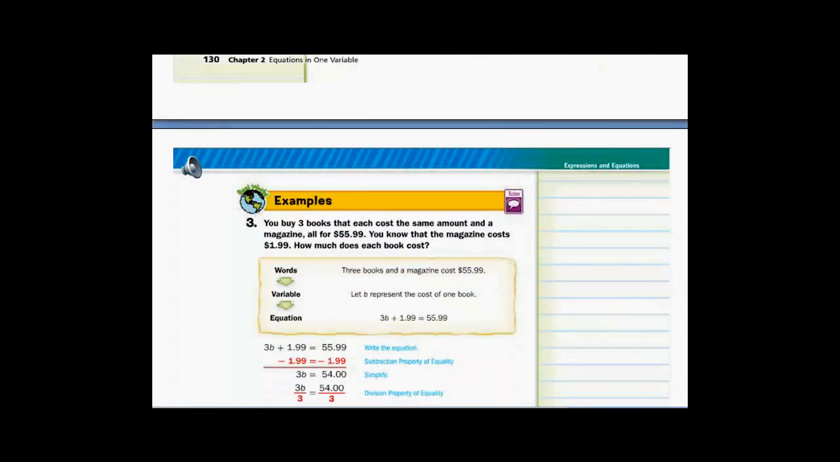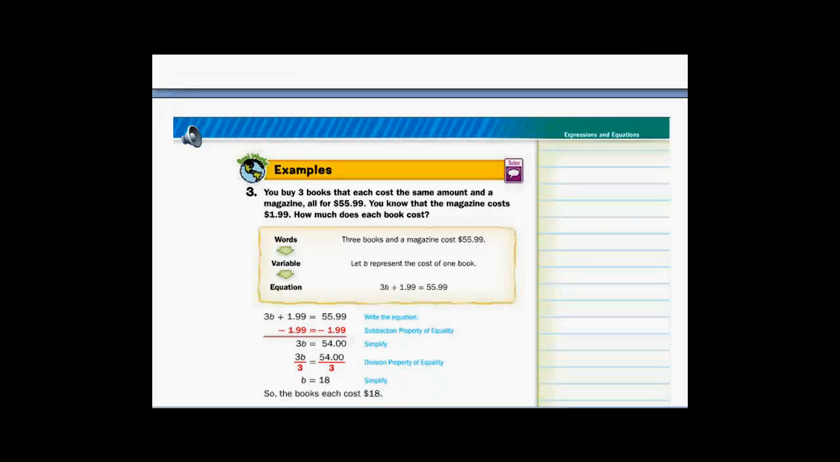All right, example 3. They give you an entire word problem. You buy 3 books that each cost the same amount. This is the key to this problem, the fact that they cost the same amount. That means that you can represent it with a letter such as B for books, and that would represent every book because they're all the same. You bought 3 of them. That means you bought 3 Bs, 3B, and a magazine, all for $55.99.